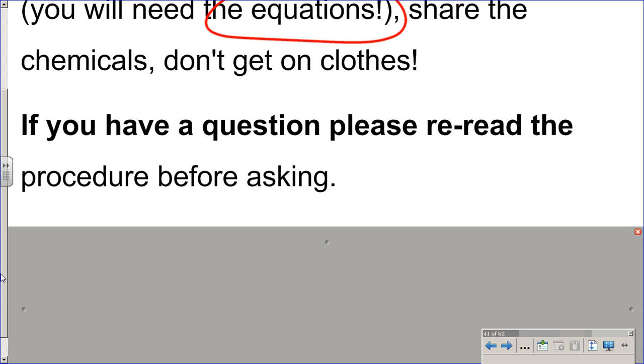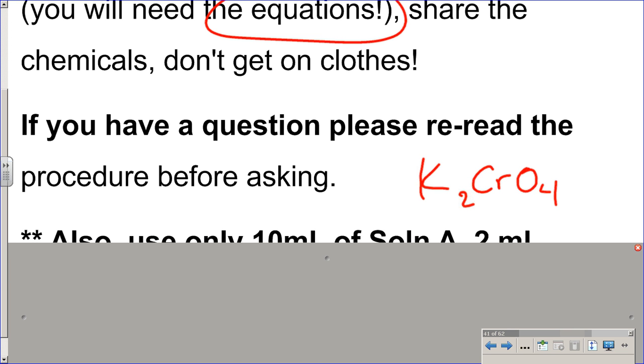Make sure you reread procedures. There are a couple of things that look really similar. What is potassium chromate? That potassium chromate looks eerily similar to potassium dichromate. Please read it. I had people adding the wrong stuff, and I was about to sit them down and give them a 0 in the lab, because it takes a while to prep this lab.